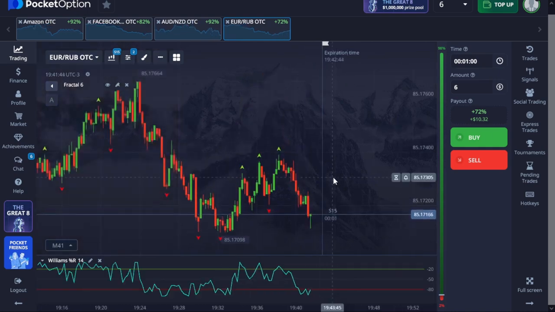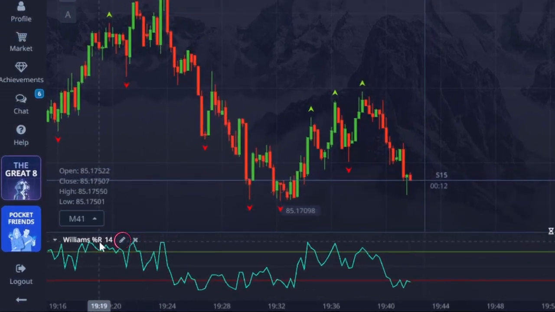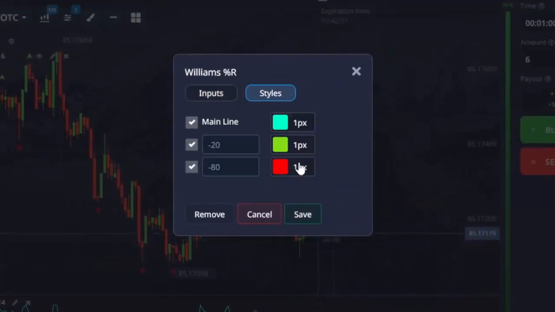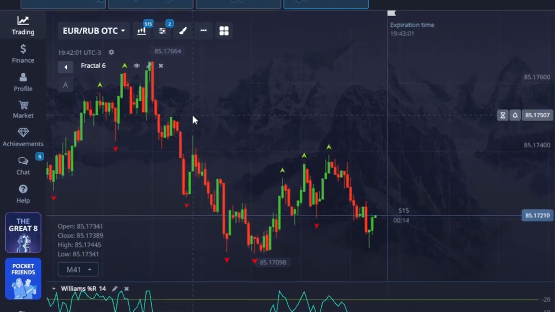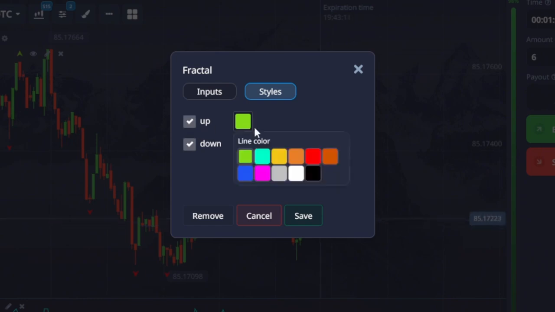I'm going to use the Williams R indicator, guys, with a period of 14. Now we're going to use 20 and 8. If you want to change the thickness, click on save. Now on the Fractal, we're going to use a period of 6. I see green here. So they don't get confused, we can put red and green. When it tells me to enter, save, that's it.